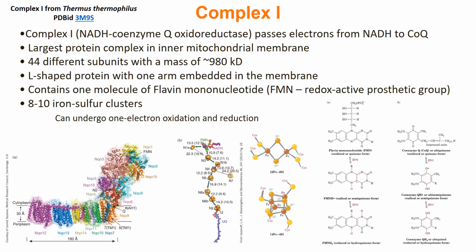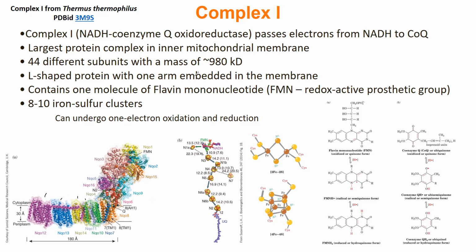This complex is huge. It is the biggest protein complex in the inner mitochondrial membrane. You can just see in the image on the bottom left there, right? Each one of these colors is a different protein. So all of these different proteins are coming together to make a massive complex. So 44 different subunits, mass of 980 kilodaltons. Yeah, that's ginormous. That's like a blue whale in terms of protein size.